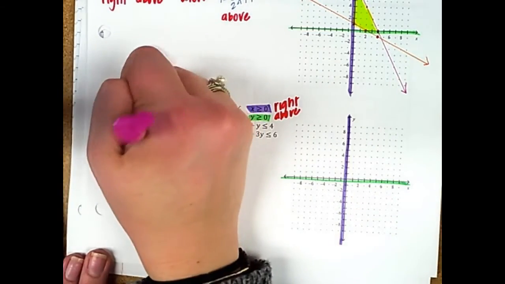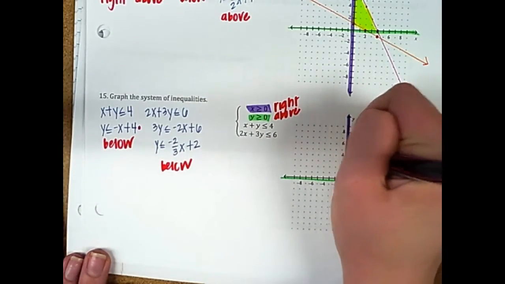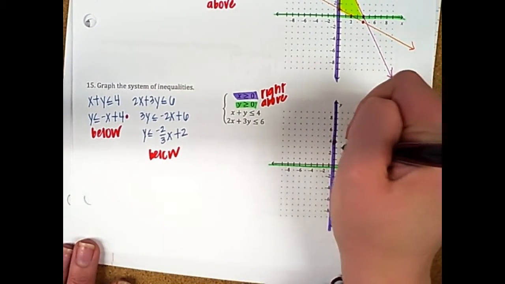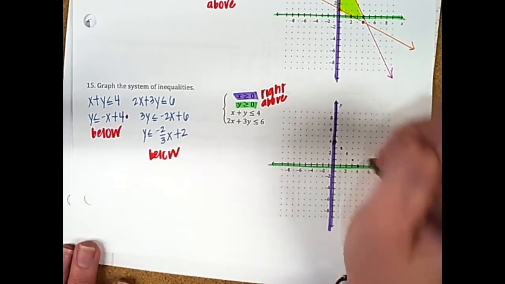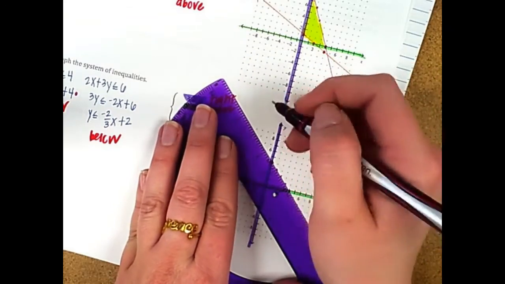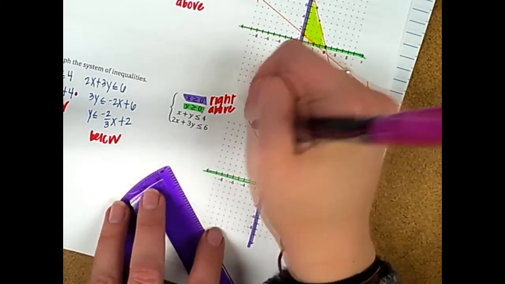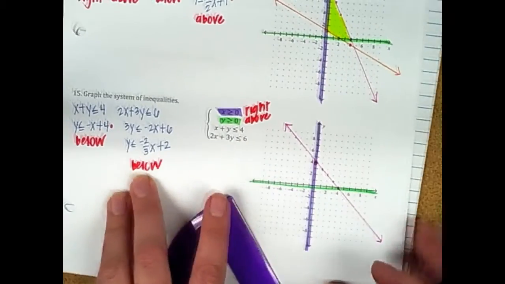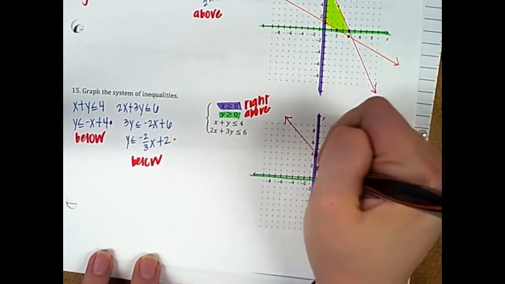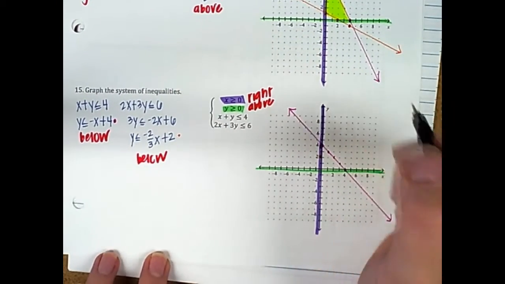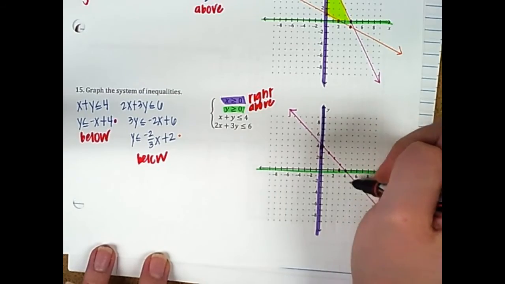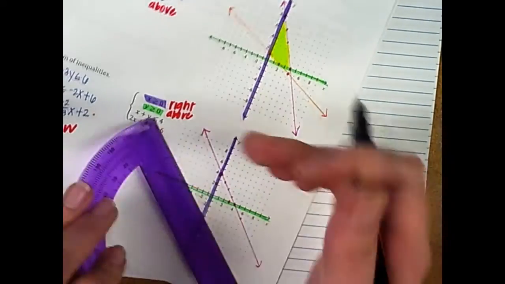Okay, so I'm going to start by graphing negative x plus 4, which starts at 4. My slope is negative 1, so I'm going to go down 1, over 1. Over 1, down 1, over 1. And then I can graph my line. Okay, then negative 2/3 x plus 2. I start at 2, and my slope is negative 2/3, so that means I go down 2 over 3. Down 2 over 3, and I graph my line.